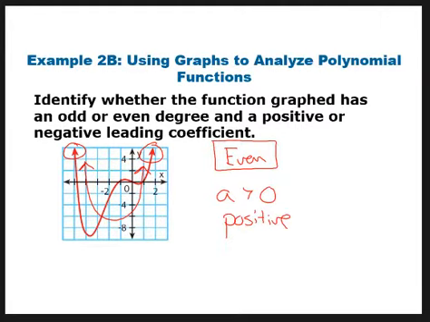Had the thing opened the other direction and been down like this, that would have meant that our leading coefficient was negative. So once you get a little bit more familiar with the difference between the evens and the odds, how they open up and down, so on and so forth, it becomes much easier to answer these questions.